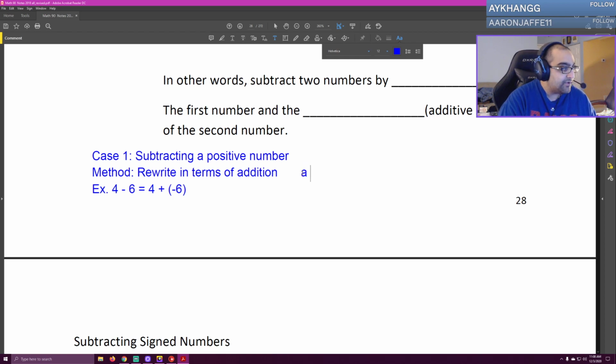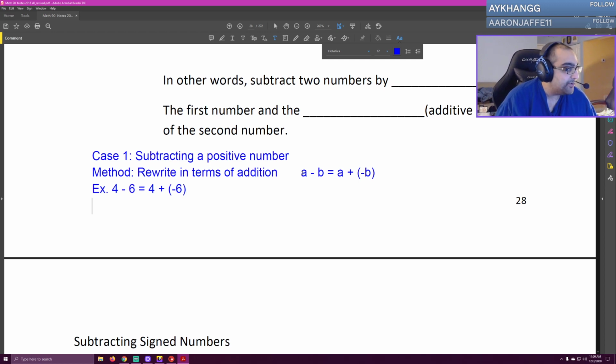Okay, so if I look at it in terms of rewriting as an addition problem, then basically I could say if I have A minus B, regardless of whatever numbers A and B are, I can rewrite it as A plus -B. Again, we can go back and use our addition rules that we talked about here on Tuesday, and we can now go ahead and do the calculation. That's how we can approach this problem.